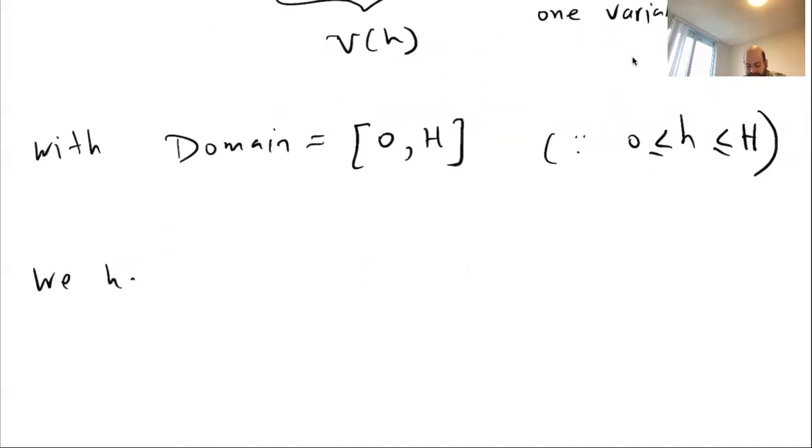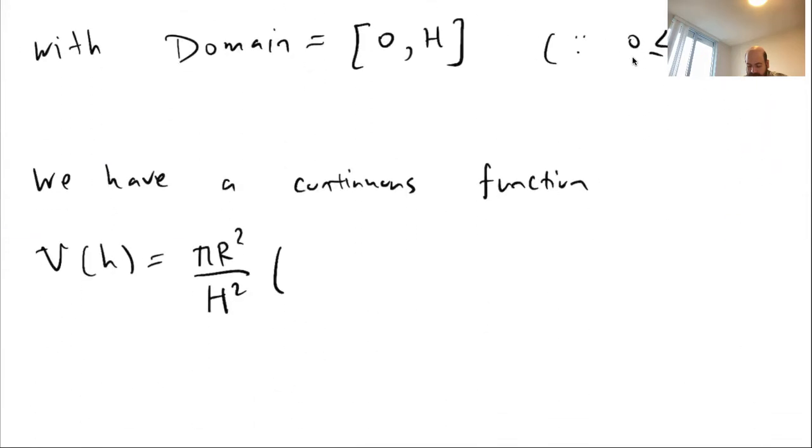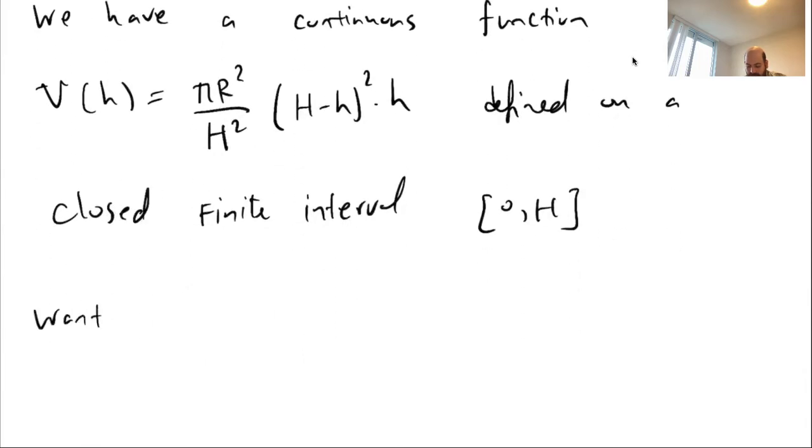So we have a continuous function V of h equals pi R squared over H squared times (H minus h) the whole squared times h, defined on a closed finite interval, which is 0 to capital H, and we want to maximize it.